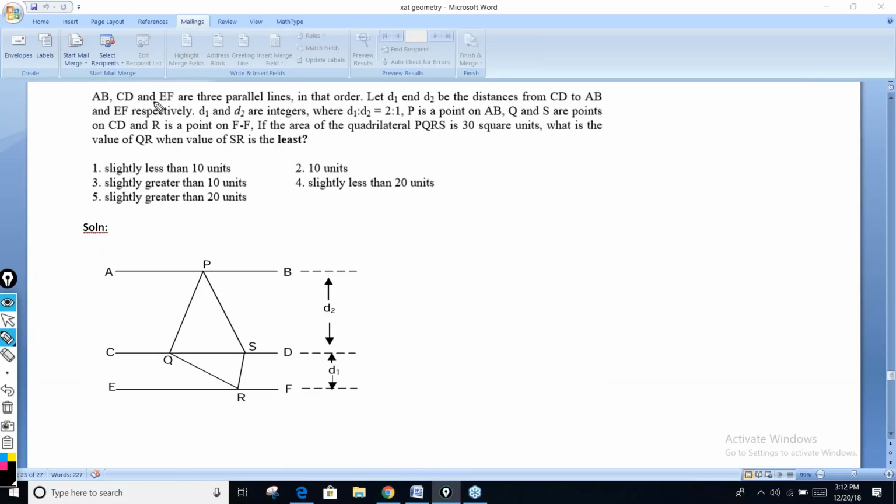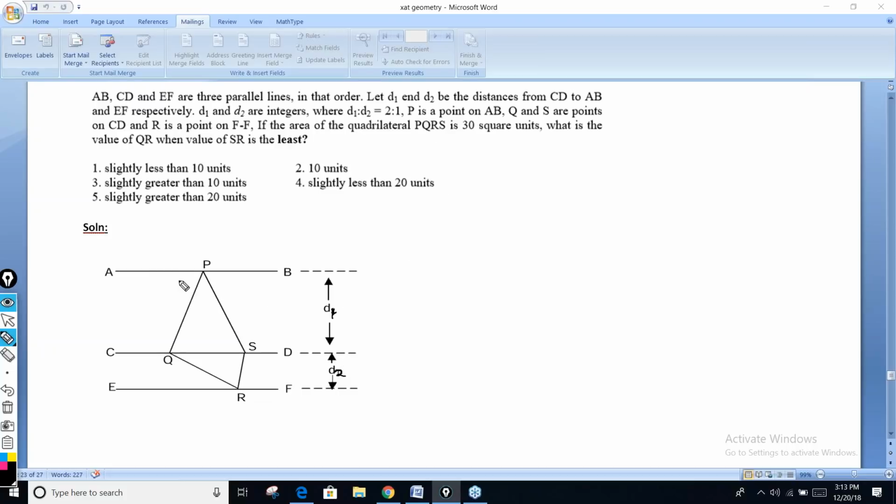Now here it is given that AB, CD, EF are three parallel lines. I have drawn the figure. AB, CD, EF are given parallel lines in that order. Let D1 and D2 be the distances from CD to AB and EF respectively. So this is given as D1 and this is D2. If D1 and D2 are integers, where D1 is to D2 is 2 is to 1. So that is 2 is to 1.